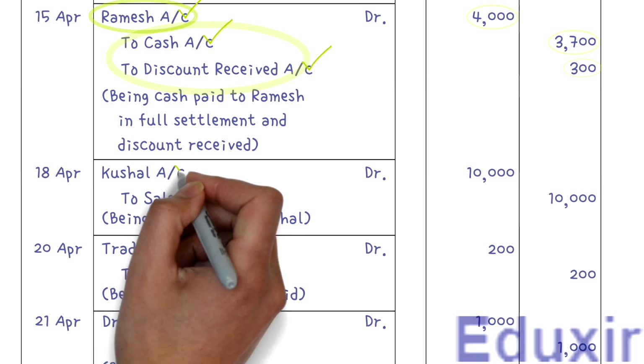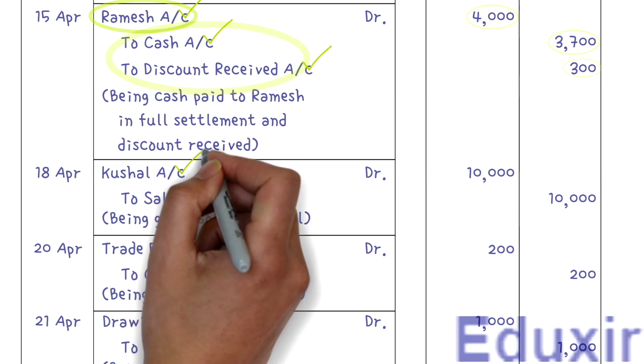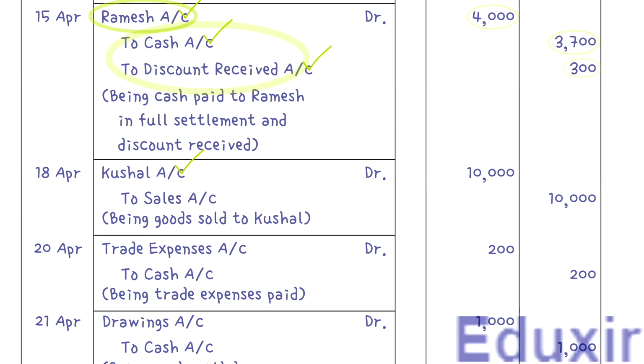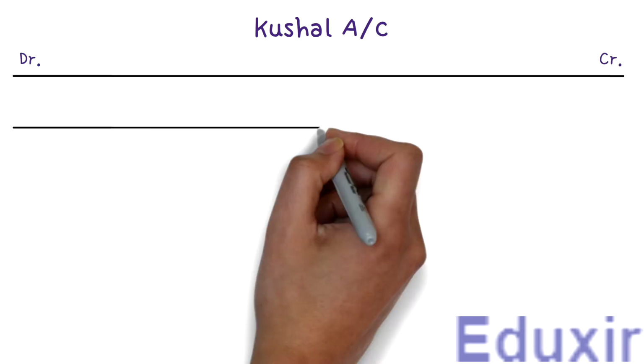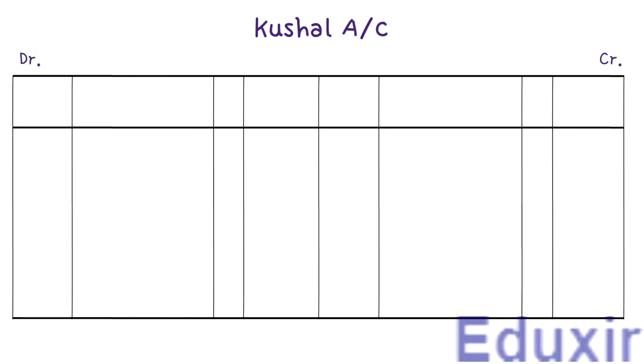As the name suggests, it needs to be posted on the debit side of Kushal account and the debit amount is 10,000 rupees. Note that the details that need to be posted into the particulars column is sales account. For posting this entry, we need to create a ledger account for Kushal as it is not yet created. Let us first write the title as Kushal account. Let us have the ledger account format with all the headers.